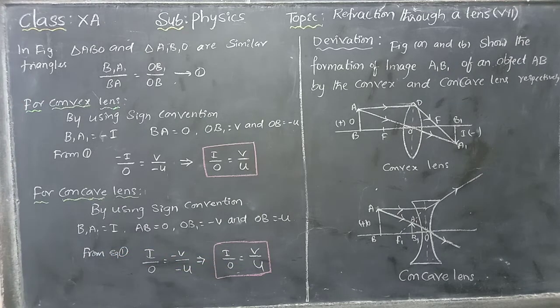So image divided by object equals V divided by U. In both cases, convex and concave lens, the linear magnification, height of the image divided by height of the object, or length of the image divided by length of the object perpendicular to the principal axis, is V divided by U. That ratio is the same for both convex and concave lens. We will solve some problems related to this, then we can easily understand linear magnification, whether it is increasing or decreasing the size depending upon the position of an object in front of both types of lenses.